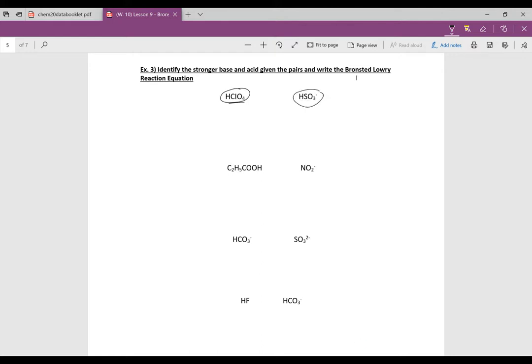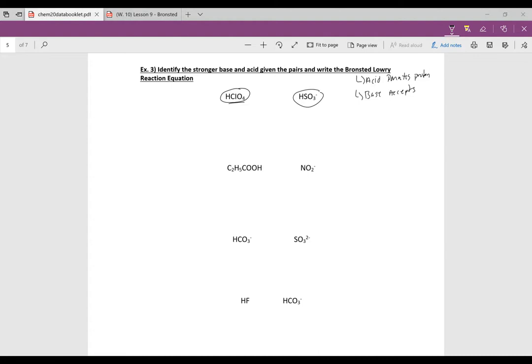Now remember, Bronsted-Lowry tells us that an acid donates a proton, okay, and a base accepts a proton. Now we can use this understanding to figure out which one will accept and which one will donate. Now, we also need one other thing. We need our chem data booklet.